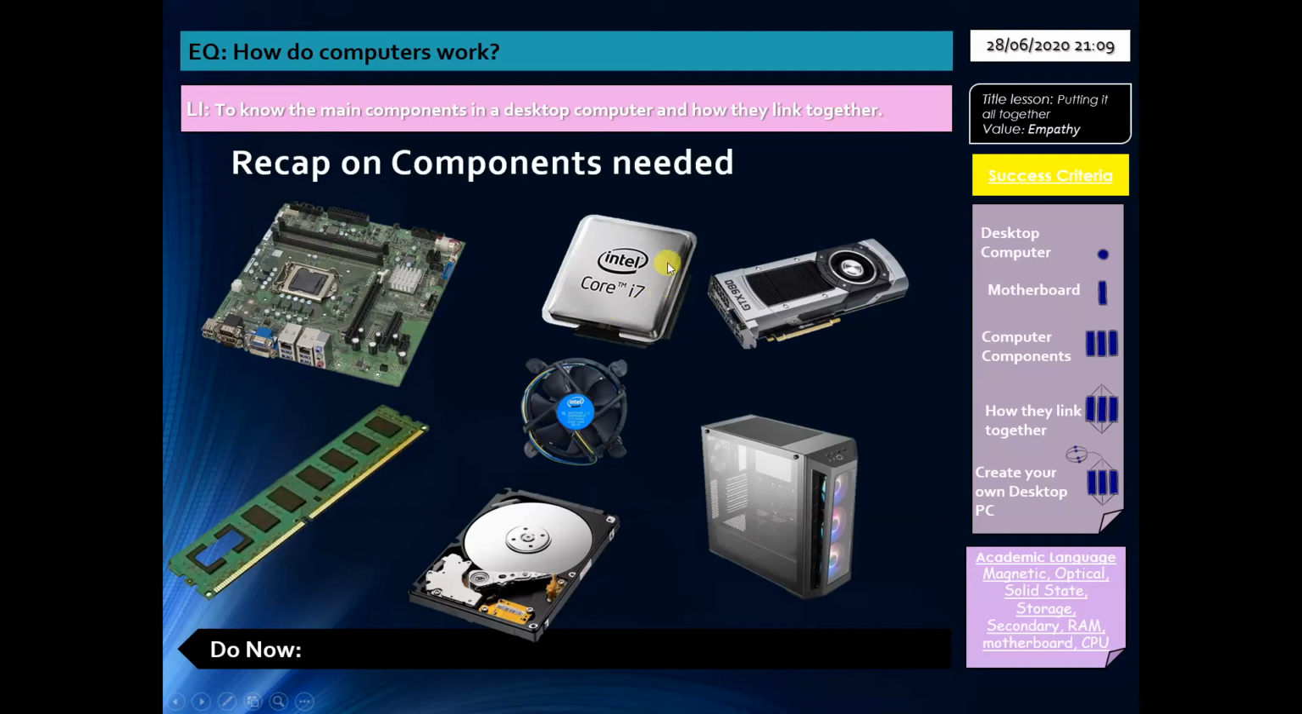Over here is our CPU, our central processing unit. These can take a variety of shapes and forms, but they fit into the motherboard. Over here is our graphics card. Graphics cards allow a computer to process graphical objects.